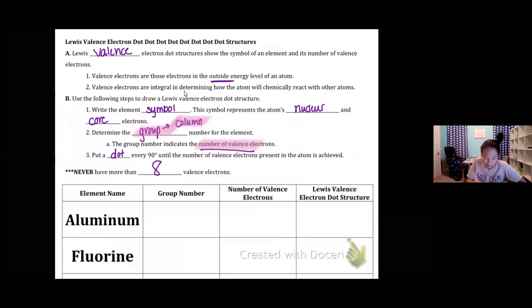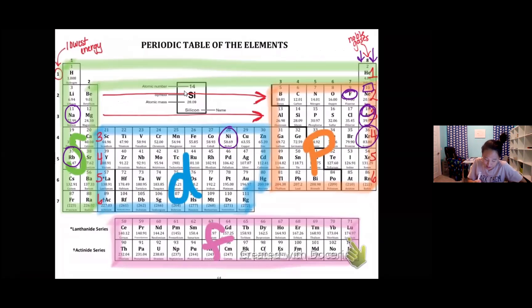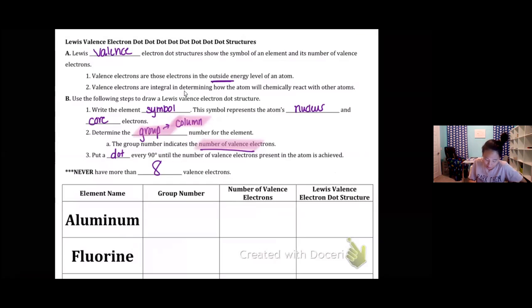So you're going to look for aluminum. Aluminum is right there. It's in column number 3, so group number 3, that's what they call it. Group number is the column number, right? It's in the 3rd group, so that means it automatically has 3 valence electrons. So you write the symbol, which is Al, and then you draw 3 dots.